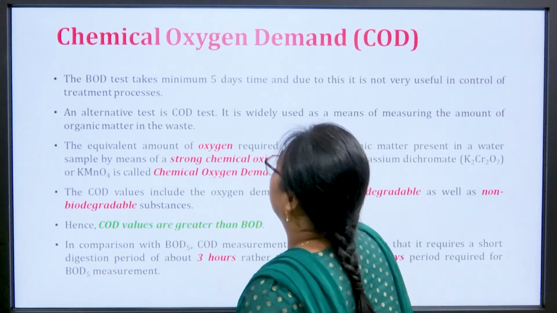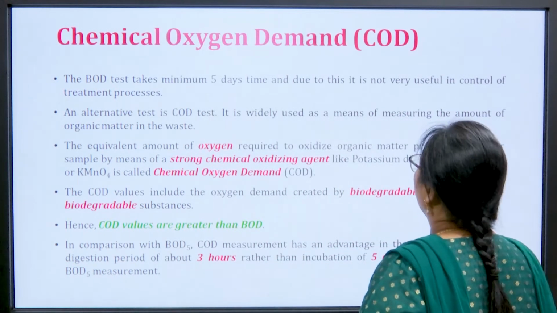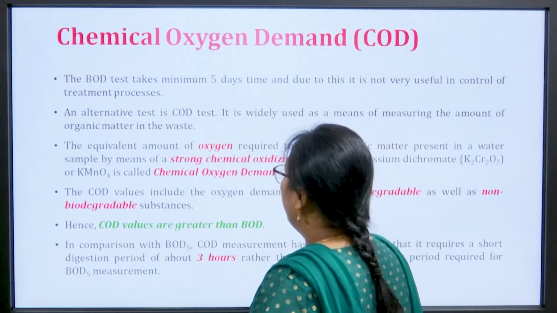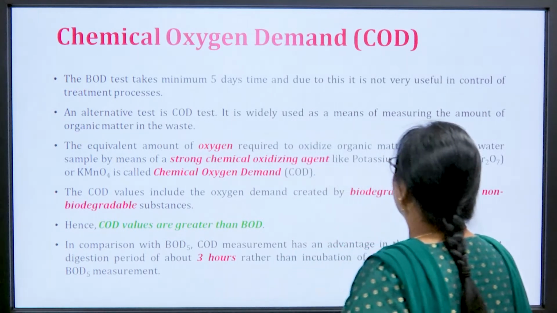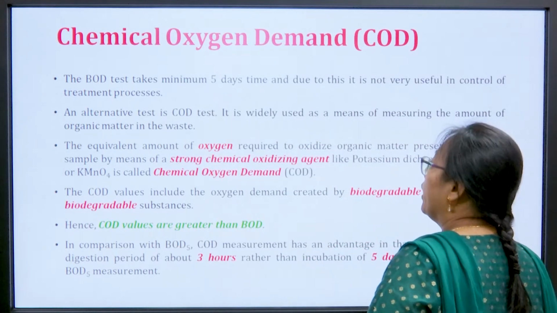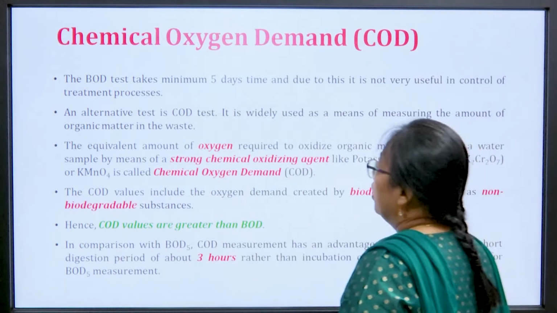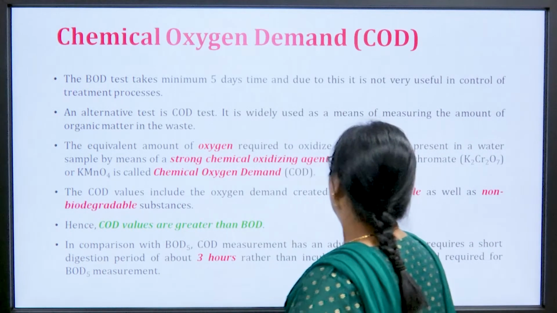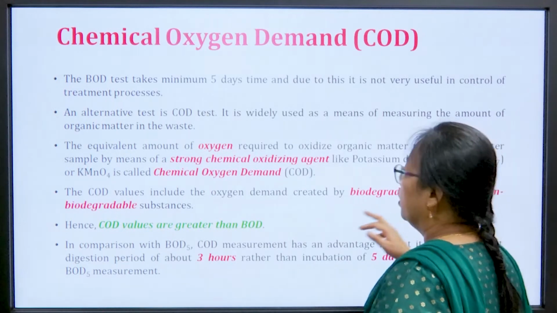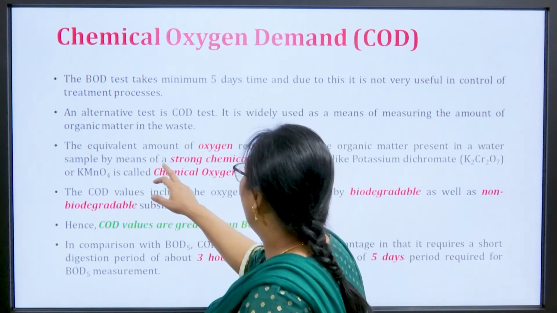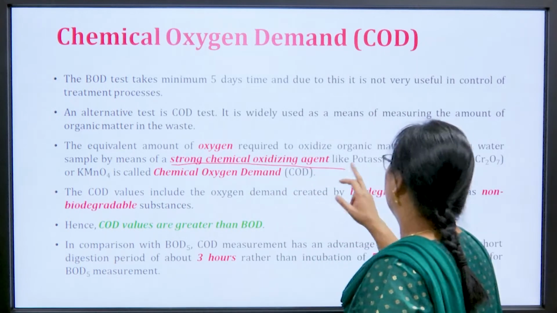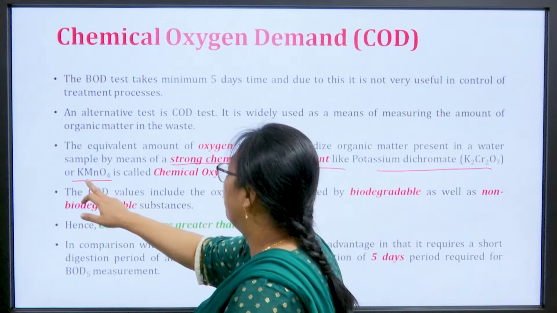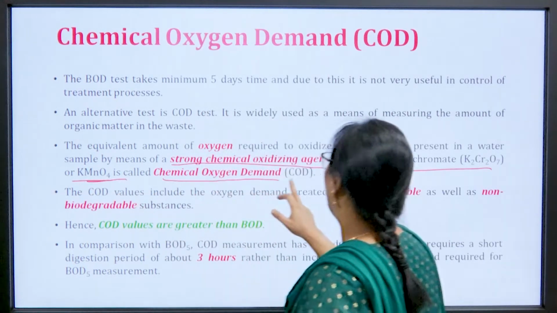The BOD test takes a minimum of 5 days, and due to this it is not very useful in control of treatment processes. An alternative test is COD. It is widely used as a means of measuring the amount of organic matter in waste. What is COD? The equivalent amount of oxygen required to oxidize organic matter present in a water sample by means of a strong chemical oxidizing agent like potassium dichromate or potassium permanganate is called chemical oxygen demand.